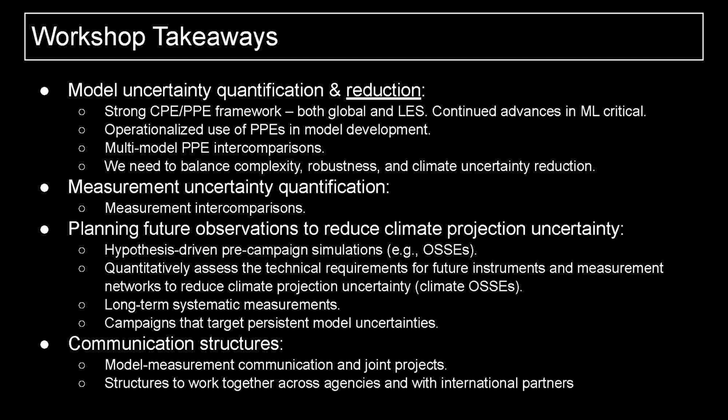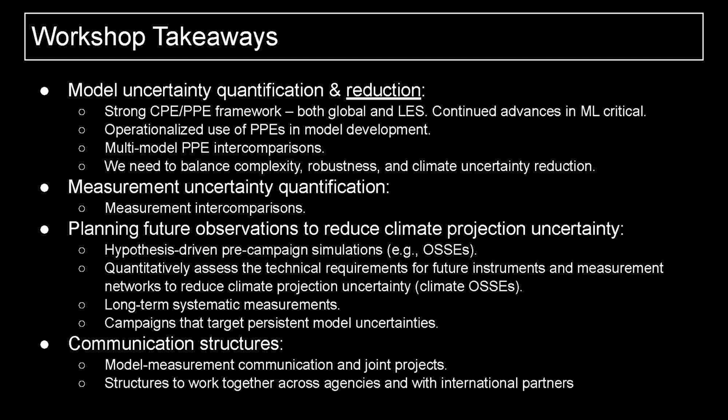And a final comment within the model uncertainty quantification and reduction component of these notes is that we need to find a way to balance the complexity, robustness, and climate uncertainty reduction. So, we can look at all these extremely complex, small-scale processes happening in the atmosphere, but we need to understand how we put those into the models that we need for decadal scale prediction in a way that is robust and gives us a reasonable envelope of what the future is going to look like.